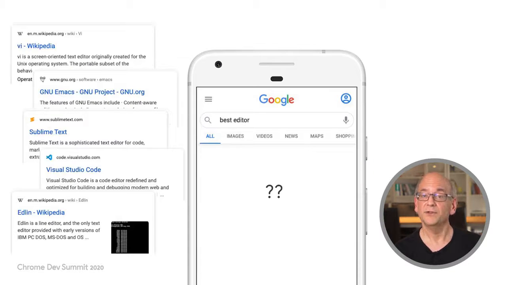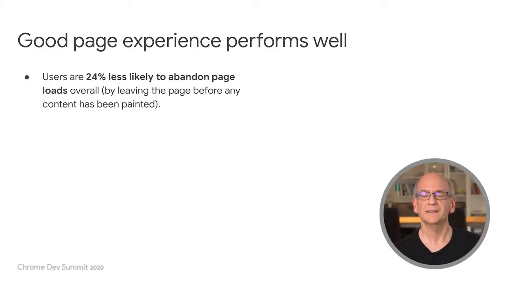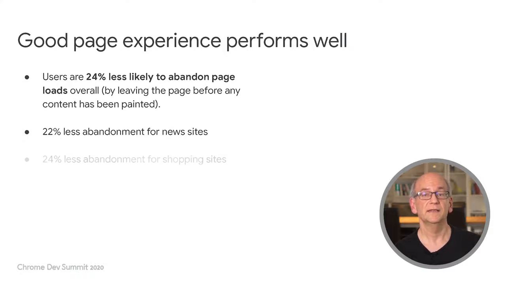In cases where there are multiple pages that have similar content, page experience becomes much more important for visibility in search. It's not the only factor, and of course there's much more to a website than just search. We found that when a site provides a good page experience, it generally performs well with users too. For example, we found users are 24% less likely to abandon page loads overall. In particular, we saw 22% less abandonment for news sites and 24% less abandonment for shopping sites.